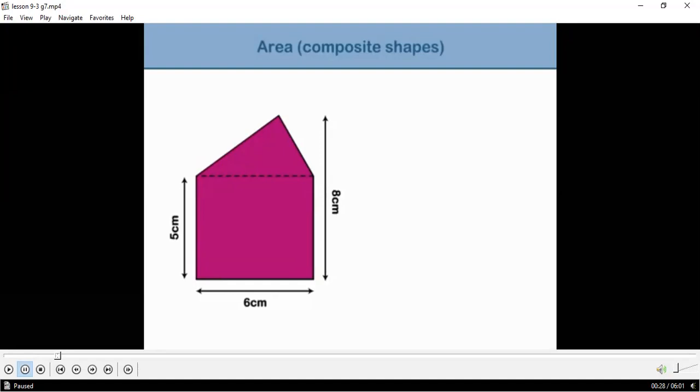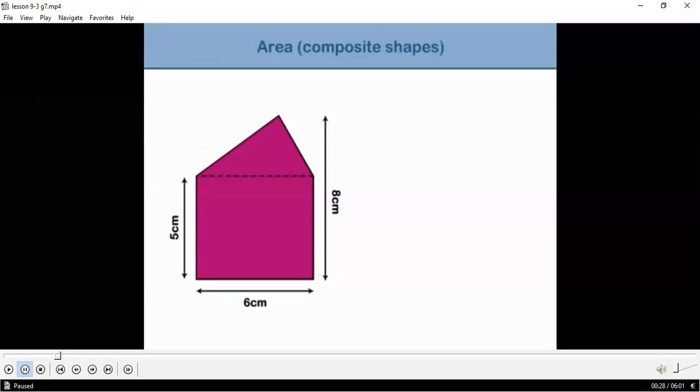Because the sides are not equal. The dimensions are not equal. Yes. So we have 6, right? And then 5. So we have 6 and this is 5. So we can say about the first one, this is a rectangle. Very good. And what about the second figure?